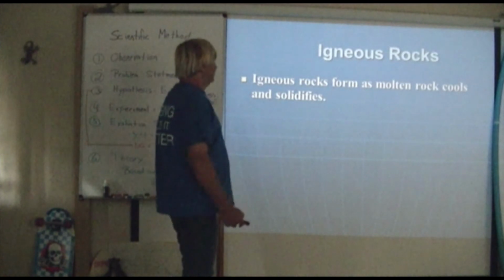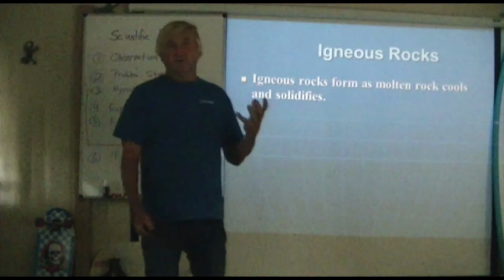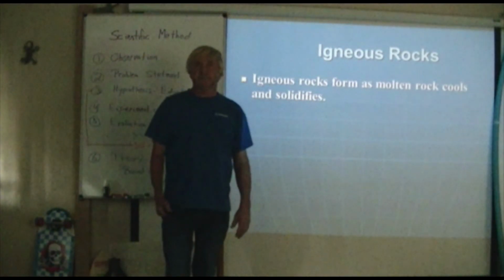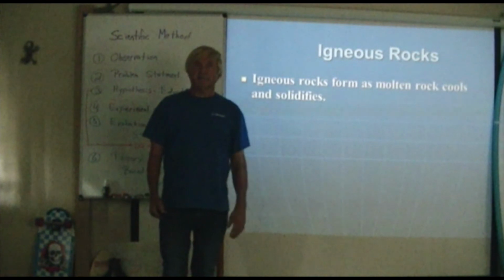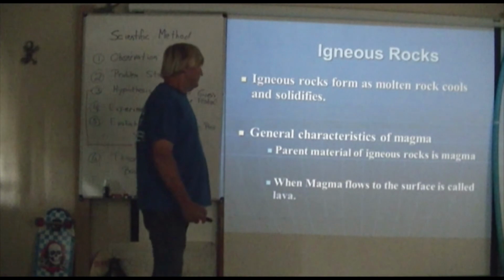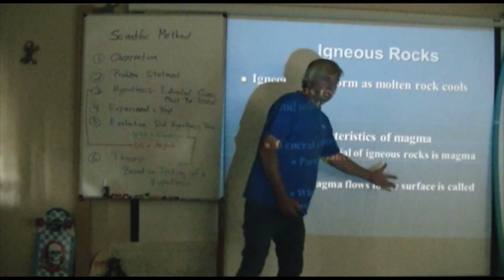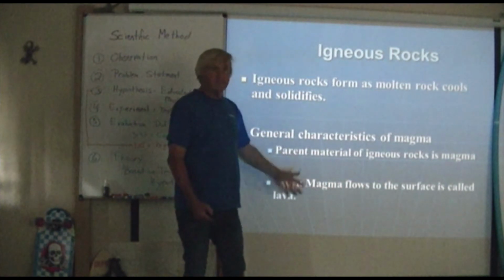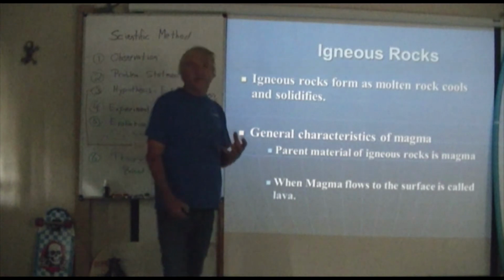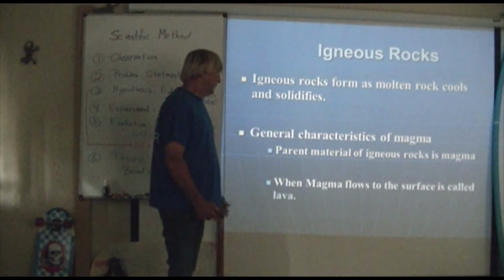So igneous rocks form as molten rock that then cools and solidifies. So this actually makes a good quiz question. What is the parent of all igneous rocks? And that is simply magma. So the crystallization of magma depends on what this parent material is. If that material is rich in iron, it's going to form a dark crystalline rock. If that parent magma is rich in quartz, it's going to form a light colored rock.